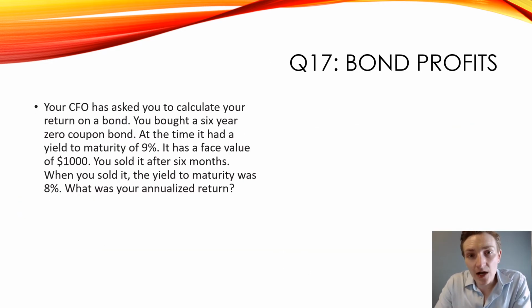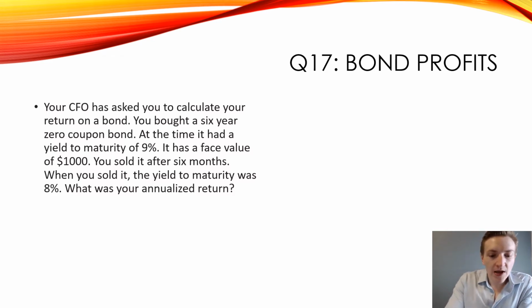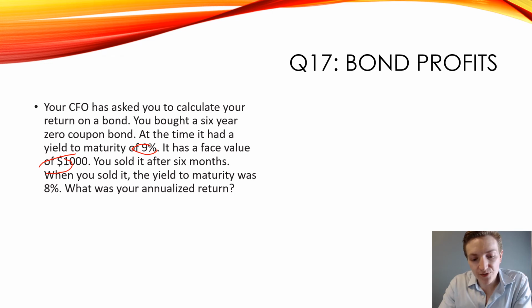Now we're next being asked about bond profits. Suppose your CFO asked you to calculate the return on a bond. You bought a 6-year zero coupon bond. At the time of purchase, it had a yield to maturity of 9%. It has a face value of $1,000. You sold it after 6 months, when you saw that the yield to maturity was 8%. What is your annualized return?